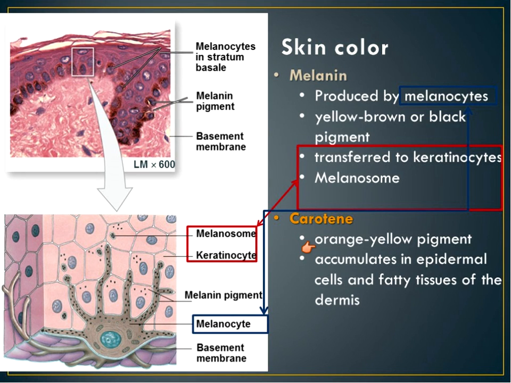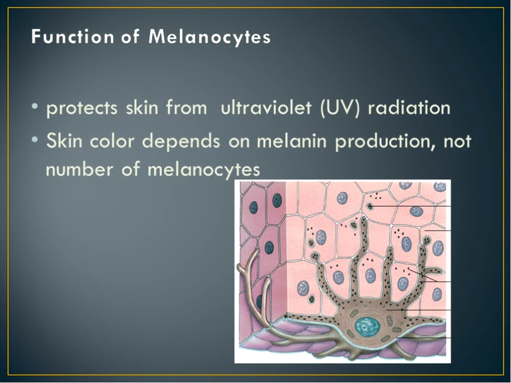Carotene is an orange-yellow pigment, and it can accumulate in the epidermal cells and the fatty tissues of the dermis. When you think of carotene, you probably think of carrots. Carrots and squash have that nice orange color to them. It's called beta-carotene. And if you are lightly complected enough, like my daughter is, and you eat lots and lots and lots of carrots, that beta-carotene color can actually manifest itself in your skin, and you can have kind of an orange glow happening to you.